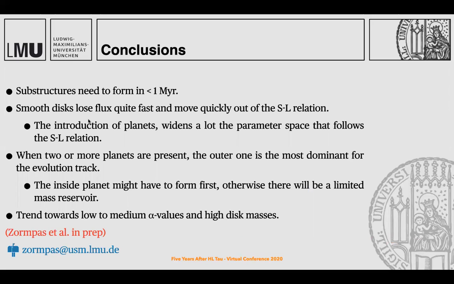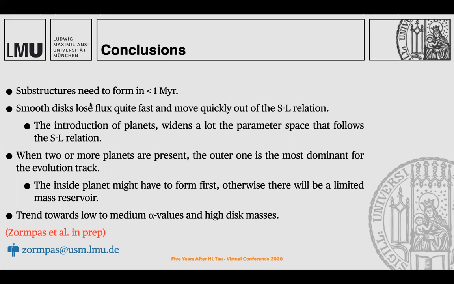Substructures need to form in the first million years, otherwise there will be nothing to stop the dust from drifting towards the star, leading the tracks outside of the size-luminosity relation. The introduction of planets widens a lot the parameter space that follows the size-luminosity relation. So we need to have substructures or planets.